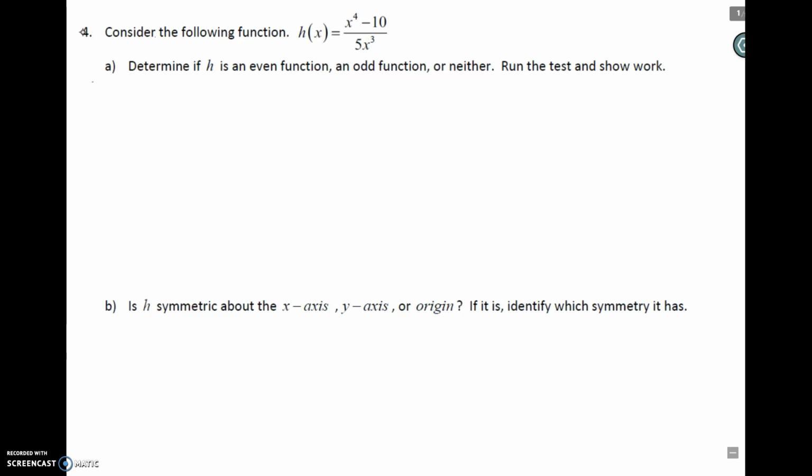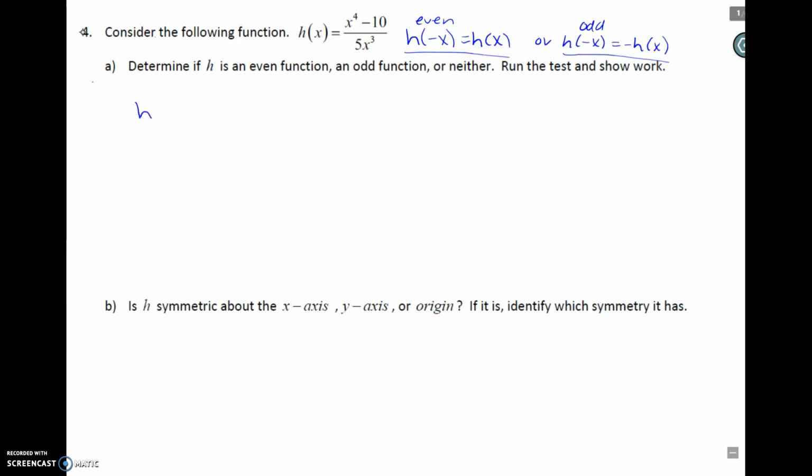Since this is h, we're looking to see if h of negative x equals h of x, or if h of negative x equals negative h of x. So the first one, if it equals the same thing, it's even. If it equals the opposite equation, it's odd. So this is for even, this is for odd. But you do the same thing for both. You plug in a negative x for all of the x's.